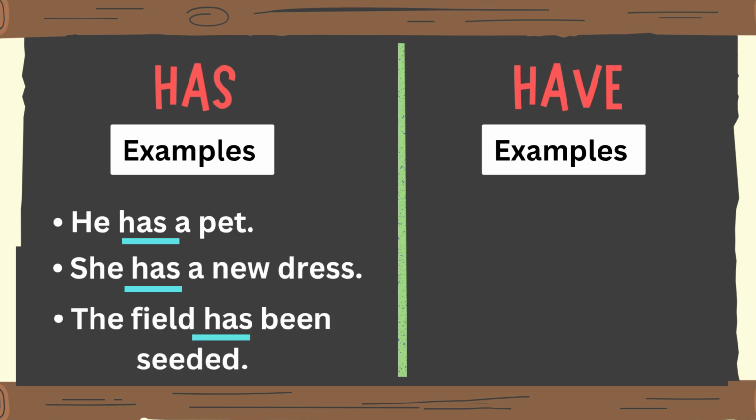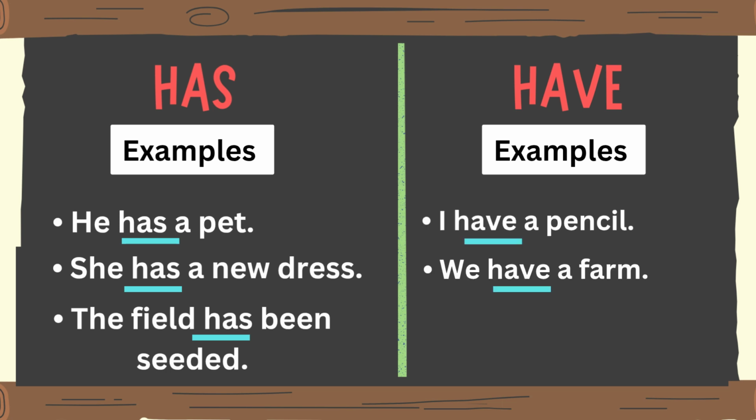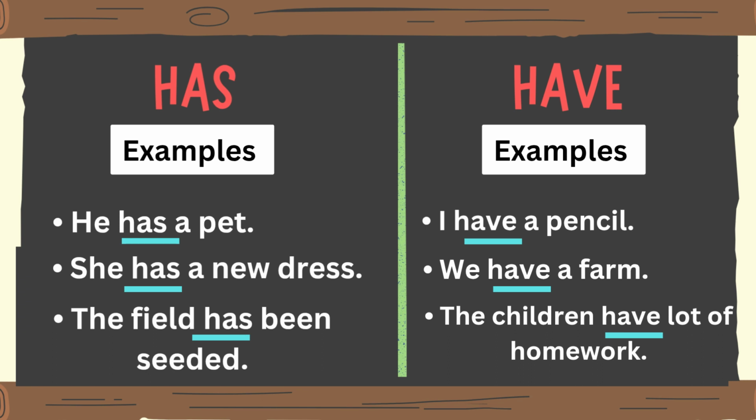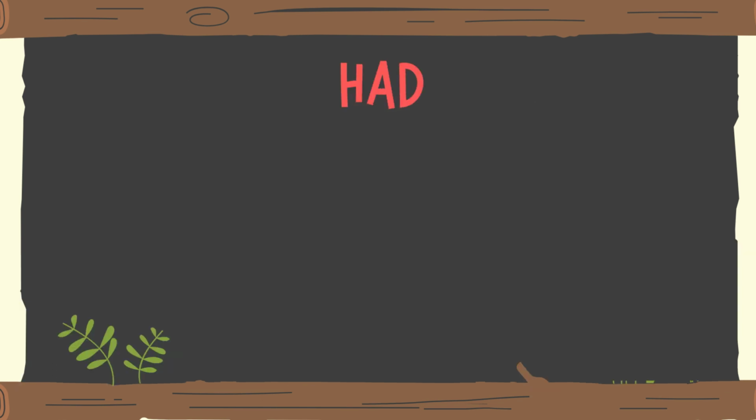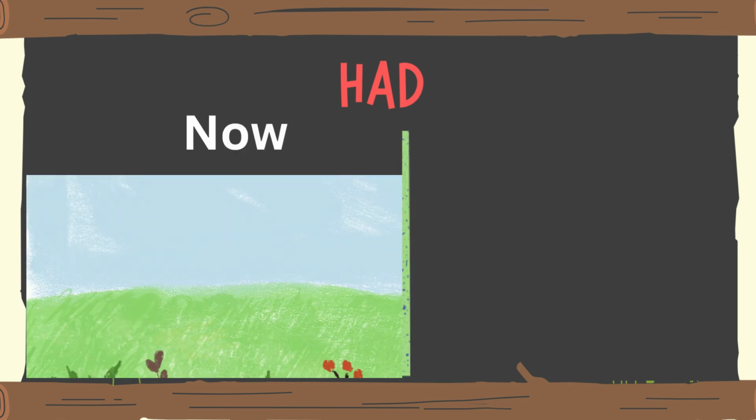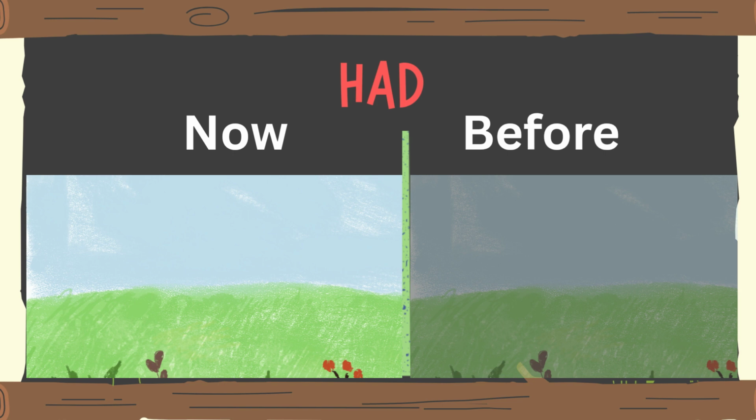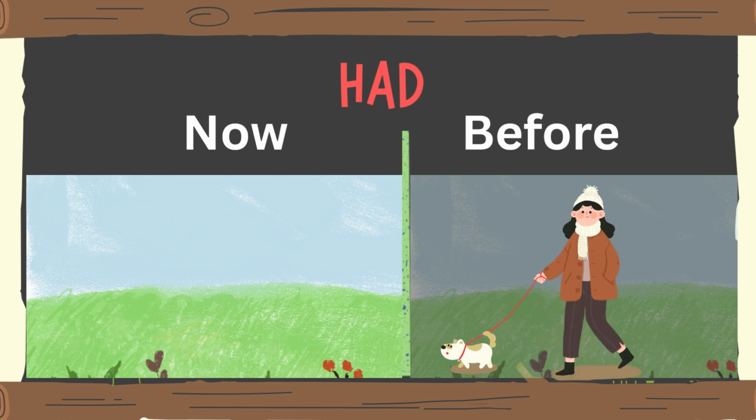Now let's look at some examples using have. I have a pencil. We have a farm. The children have a lot of homework. Now what about had? Had is simply the past form. So instead of now, we are talking about before. Example: She had a pet. That means she owned it in the past.